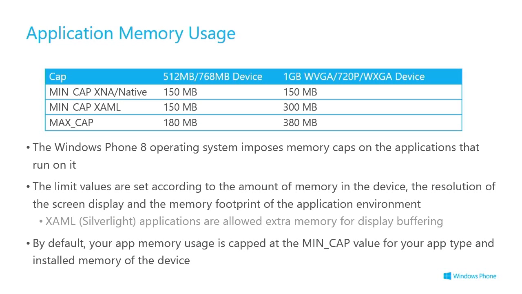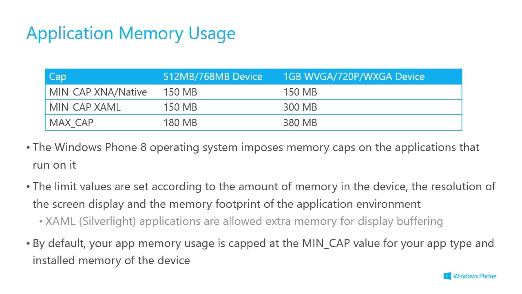There are now hard limits in Windows Phone 8. You have to make sure that your application doesn't exceed these values. Now what you get by default is the min cap line depending on your application state. So if you're a XAML based app and you're running on a device in the range of 512 to 768 meg, which are now the low end devices on Windows Phone 8, your memory cap is 150 megs, and if you go over that, the OS will kill your app.